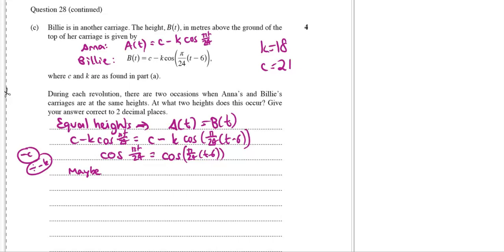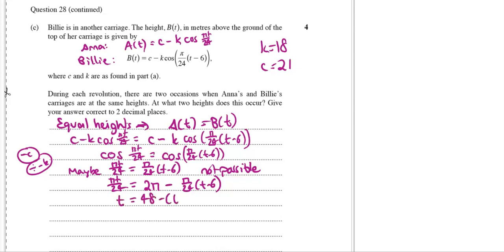maybe it's because pi t on 24 equals pi on 24 times t minus 6, but actually we know that that's not possible because Billy and Anna are in separate carriages, so that's not the answer. It could be that pi t on 24 equals 2 pi minus pi on 24 times t minus 6. Okay, so in other words, t equals 48 minus t minus 6. I get 2t equals 54. So it's possible that t equals 27.